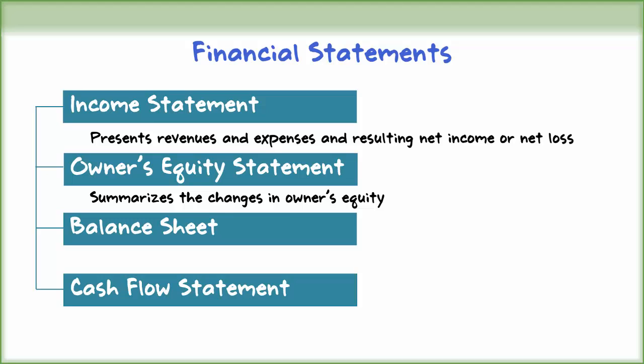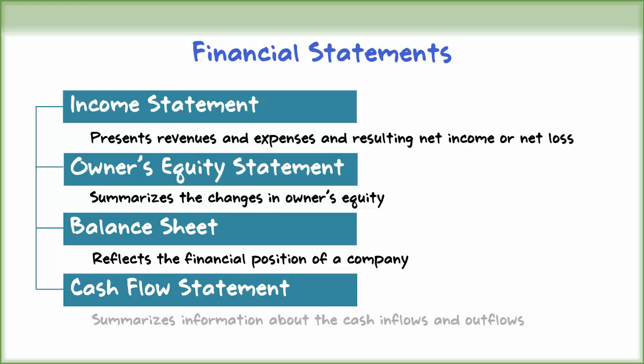A balance sheet is prepared to know the financial position of a company. It reports the assets, liabilities, and owner's equity of a company at a particular date. A statement of cash flows summarizes information about the cash inflows or receipts and outflows or payments for a specific period of time. Let's look at an illustration to understand how we analyze transactions and prepare financial statements.